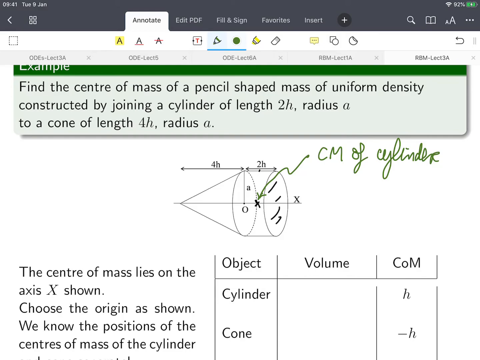We know that the center of mass of the cone is going to be 1/4 away from the base. I'm counting from the base because that's where the origin is. It's going to be 1/4, so it's going to be just a, minus h. That's going to be the position of the center of mass of the cone, which is why this is what's written here, h and minus h.